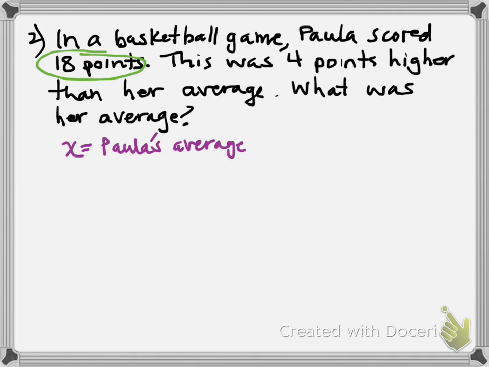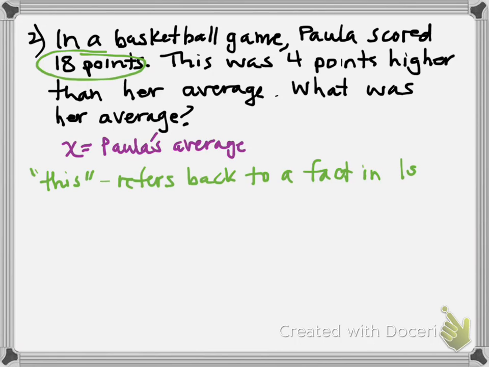The next sentence starts with the word this. When you have a sentence that starts with this or that, it's referring to a piece of information from the sentence before. So it refers back to a fact in the first sentence. And in this case, the 18 points.